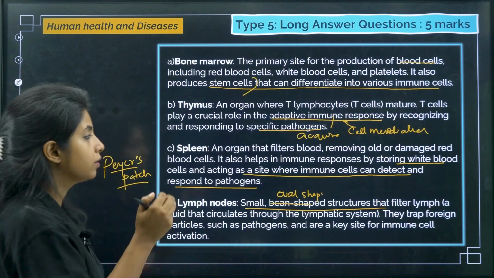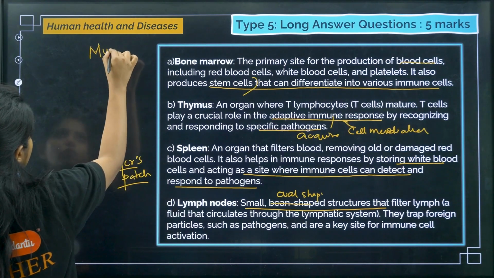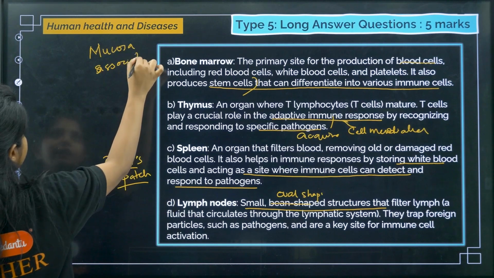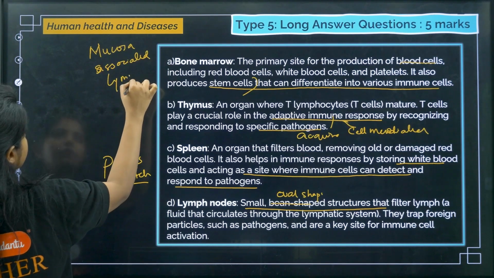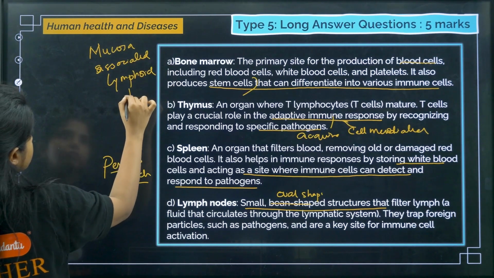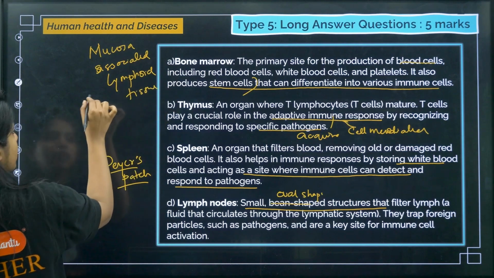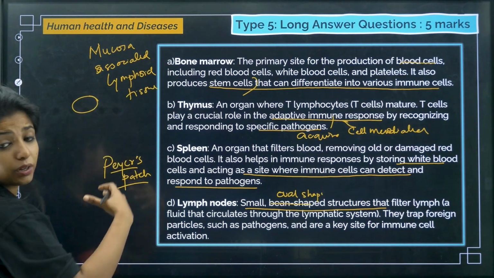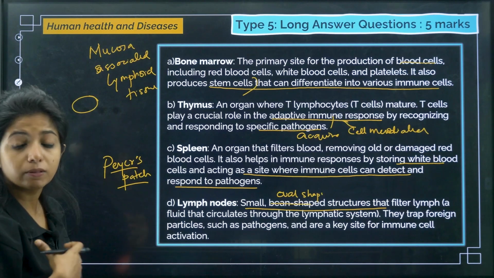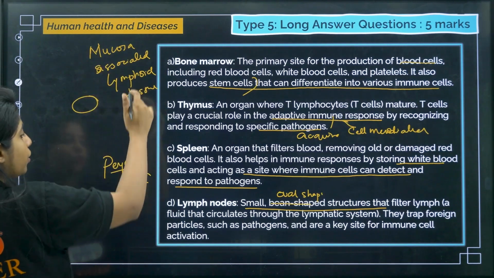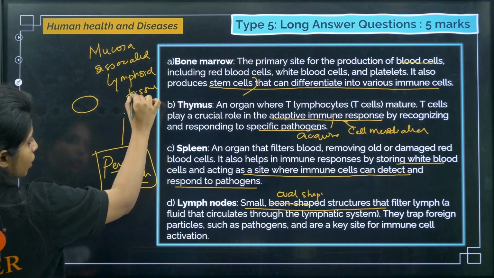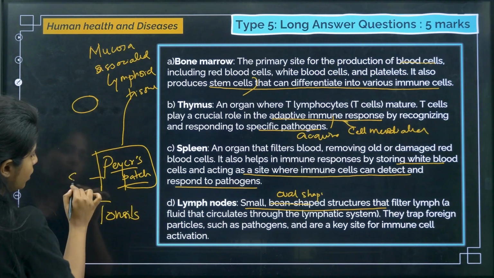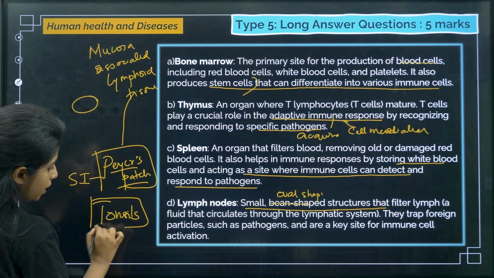Mucosa associated lymphoid tissue. Mucosa is the innermost layer of our body which has the mucous membrane. Any tissues associated with it which help in protection you call mucosa associated lymphoid tissue. Peyer's patch is one among them. Tonsils are also one among them. Peyer's patch is in the small intestine, and the tonsil is in the neck region.